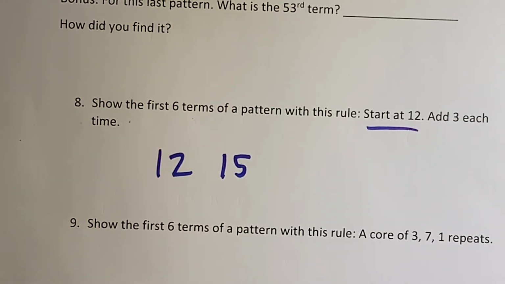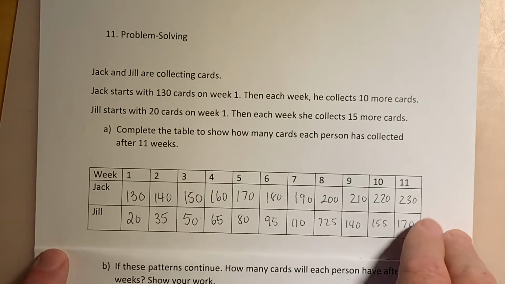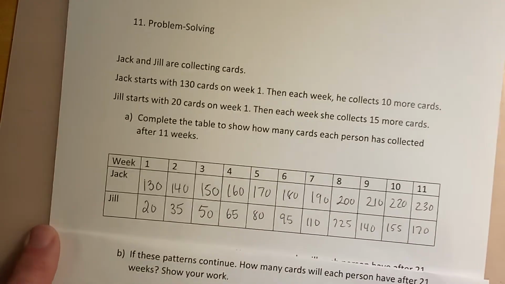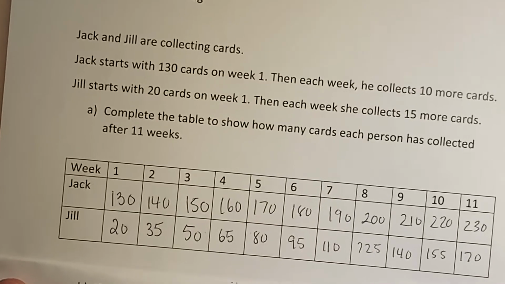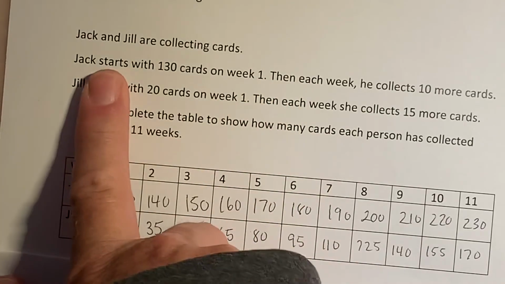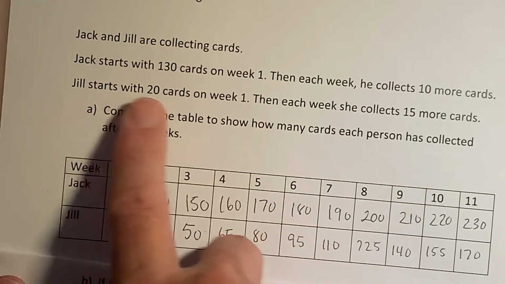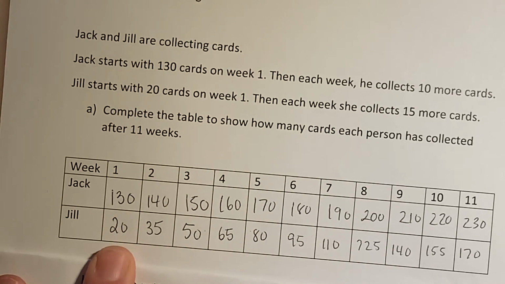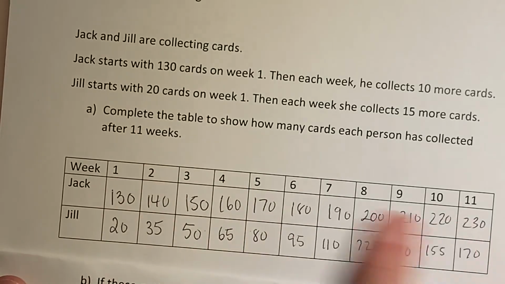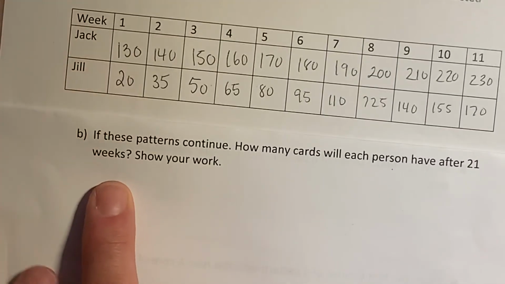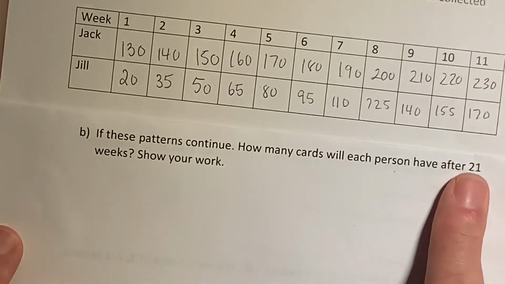But otherwise, pretty straightforward. And finally, there'll definitely be a problem-solving question that involves a real situation with people. So here's an example that they had to do Friday. Pretty straightforward. Jack starts with 130 cards. Jill starts with 20. So week 1, 130 cards for Jack, 20 cards for Jill. And then Jack's going up by 10s. Jill's going up by 15s. So we just write those numbers down in the table. Part 2. Okay, what's going to happen 10 more weeks later?